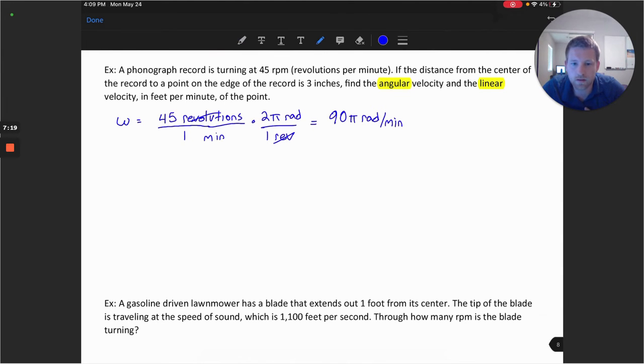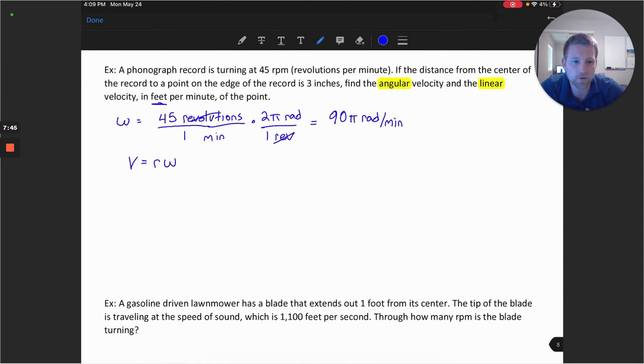The second calculation we need to do is our linear velocity. When we take this omega, remember that our linear velocity v is going to be r times omega. And so our radius here, if I wanted to do this in feet per minute, in our last question, we also were converting for feet per minute.